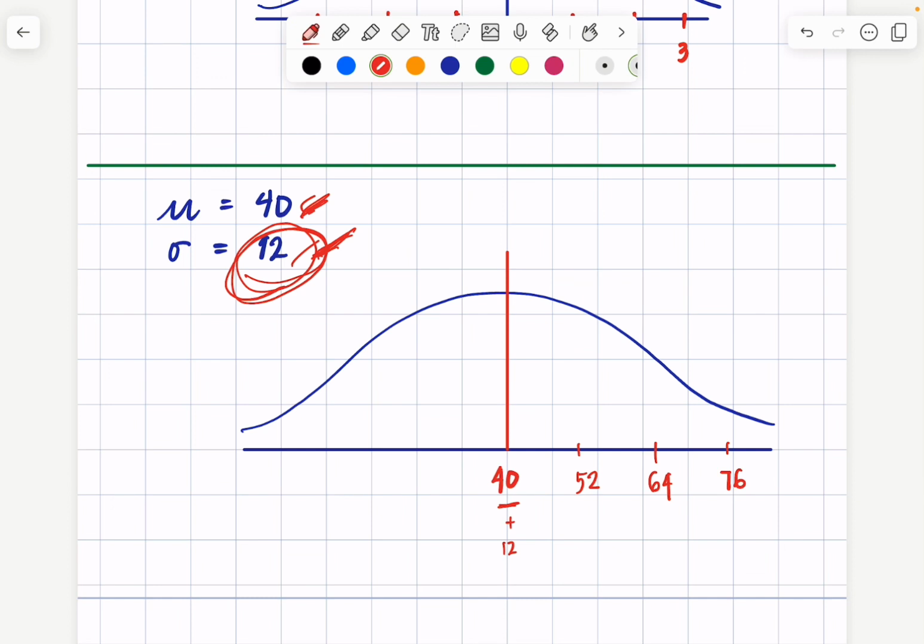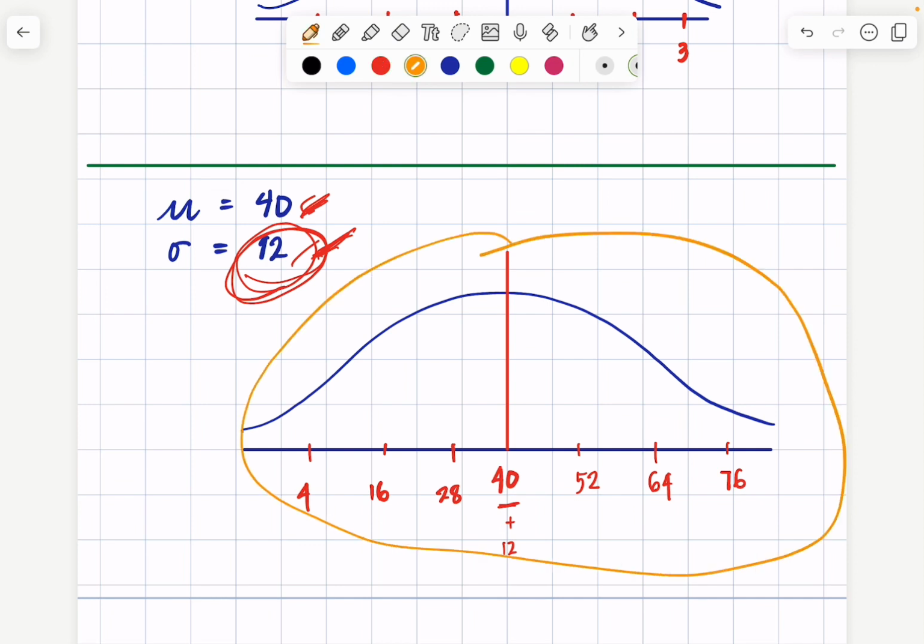Now, kay to the left naman po dayon ta, so unsaon man nato na. So 40 minusan ra nimong 12. Kay naa man tay gap nga 12. So mahimo ning 28, minus 12, this is 16, minus 12, then this is 4. So human na dayon ka. Naa na dayon kay normal curve sa imuhang set of data nga mean is equal to 40 and standard deviation is equal to 12.